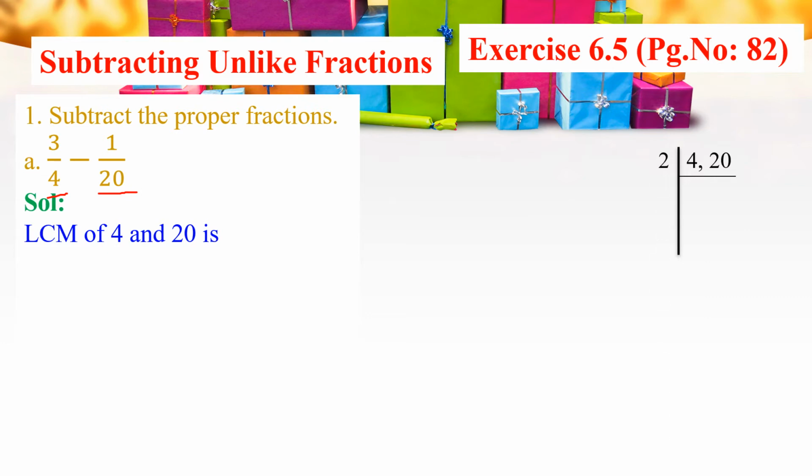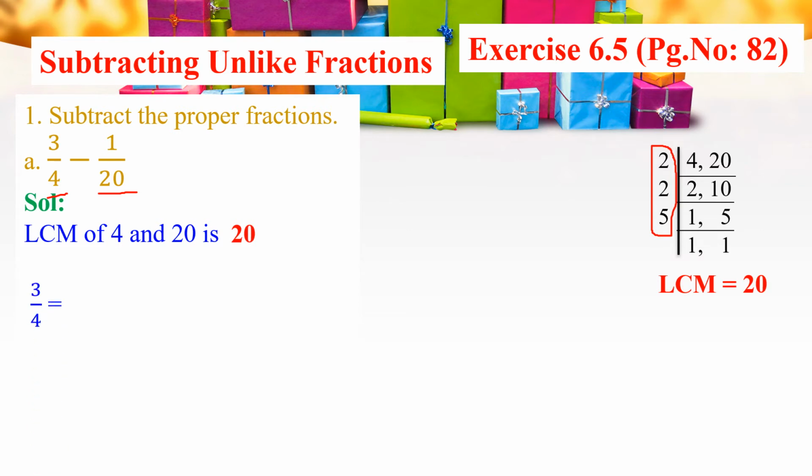Both the numbers can be divided by 2, which gives the answer 2, 10. Again, it is divided by 2, we get 1, 5. Again, it is divided by 5, we get 1, 1. Therefore, the LCM is 2 into 2 into 5, which is equal to 20. LCM of 4 and 20 is 20.